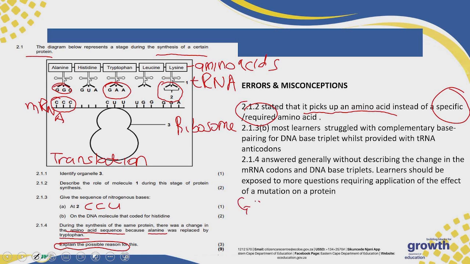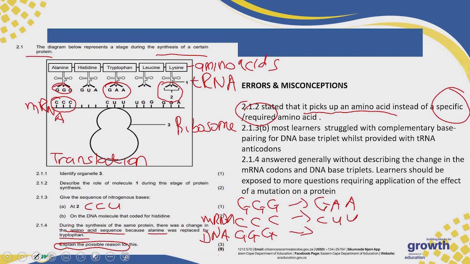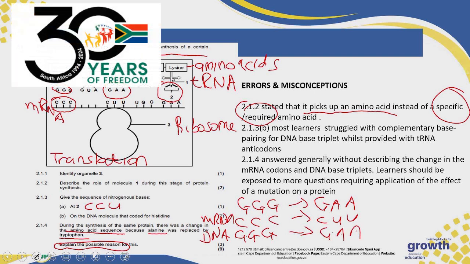So we have GGG as the anticodon, which changed to GAA. And then in the mRNA, you would have had CCC, which would have changed to CUU, that is for the mRNA codons. And then in the DNA, it would have been GGG and GAA. So that would have been the sequence. So you are working backwards here. So the question is of a higher order. So the learners would have to think more when they are answering this question.